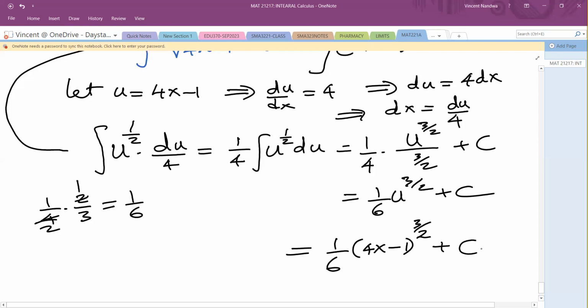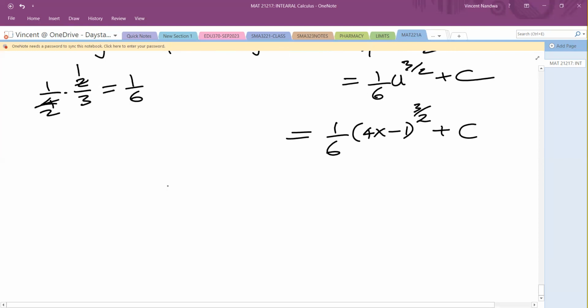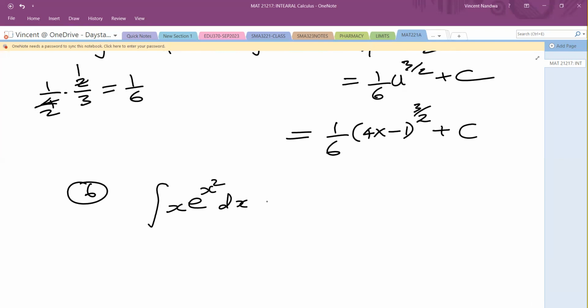Then here comes another problem. I don't know which number now. Number 6. The integral of x e power x squared dx. What will be our u?